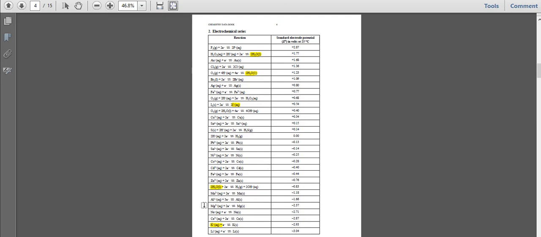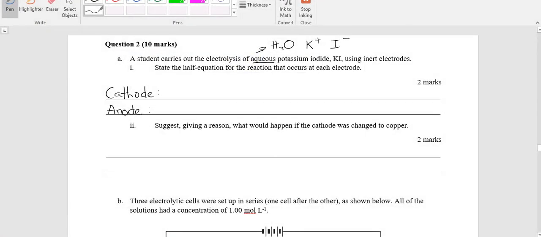So at the cathode, which is reduction, we have to consider the strongest oxidizing agent present, which is H2O. So what happens at the cathode, and you can literally just copy that equation in, is H2O plus 2 electrons going to H2 gas and OH minus (aq). Okay. That's the equation at the cathode.